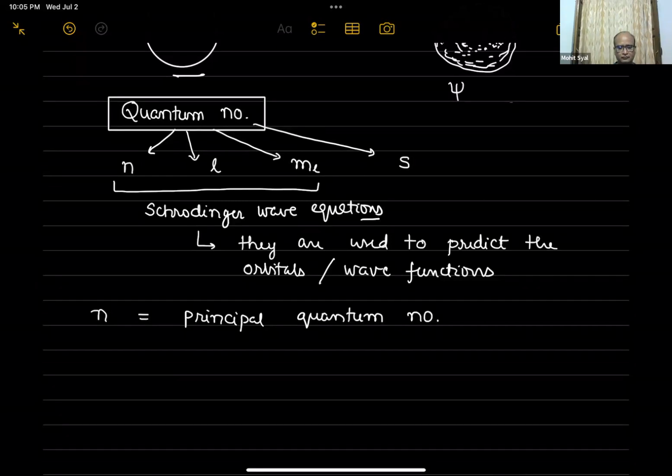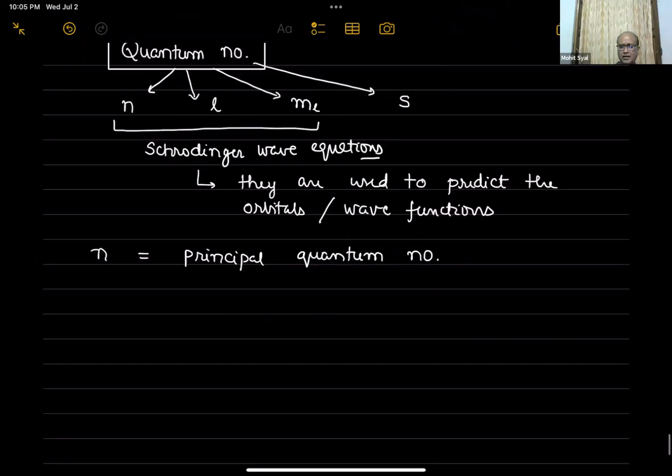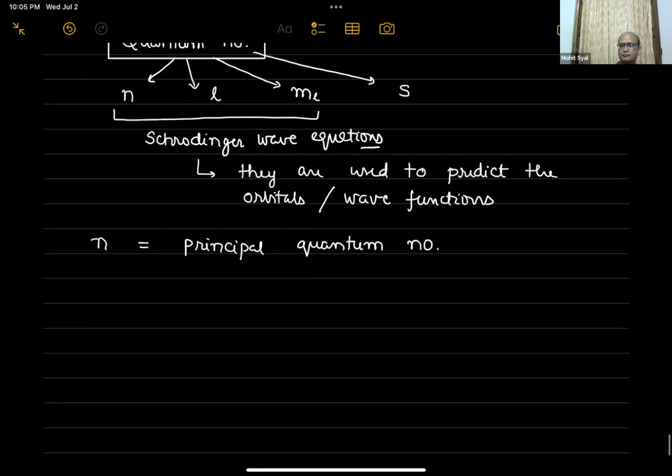Principal quantum number, you already know, and all the students know it by some other name, that is shell number. You know it from your ninth class, right? So that is the shell number.